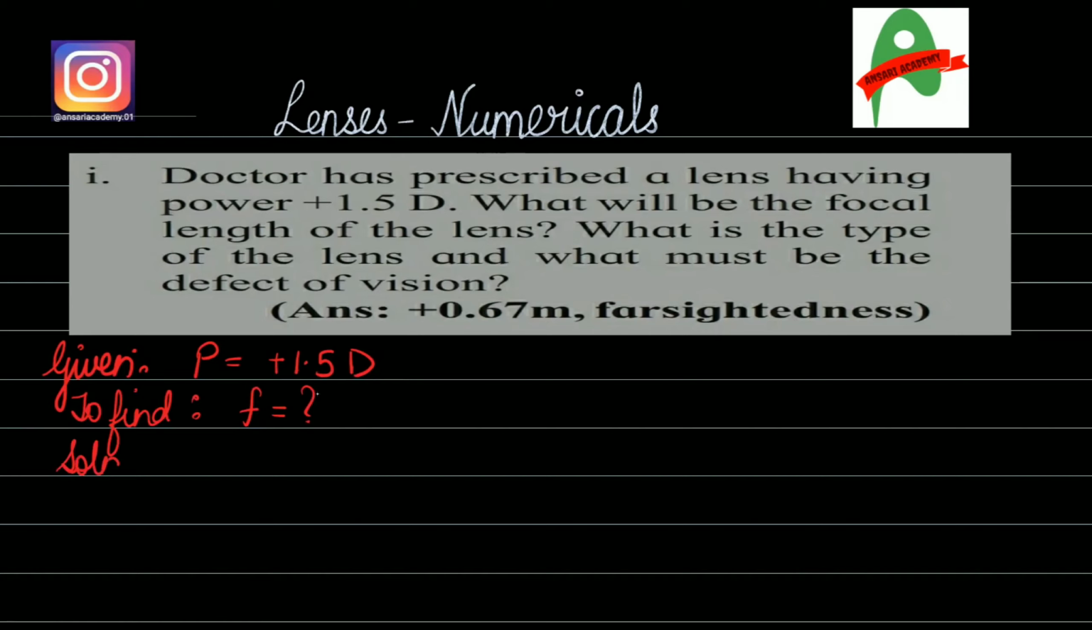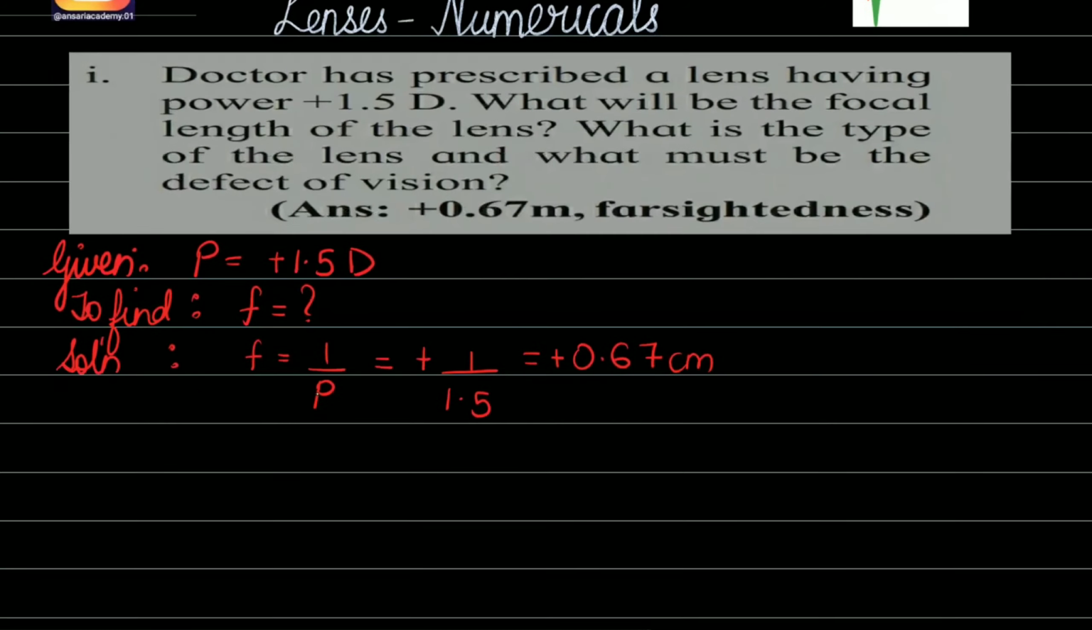So the solution for this question will be, we know the formula for focal length. It is 1 upon P. Substituting the values, we get 1 divided by 1.5, which is equal to around 0.67 centimeter. And over here, it will come as a positive sign. So as we see, the focal length we got is positive.